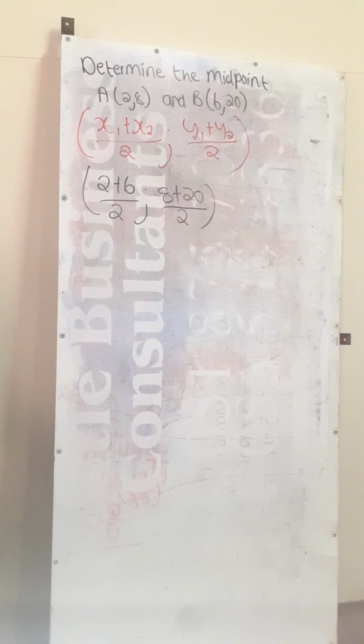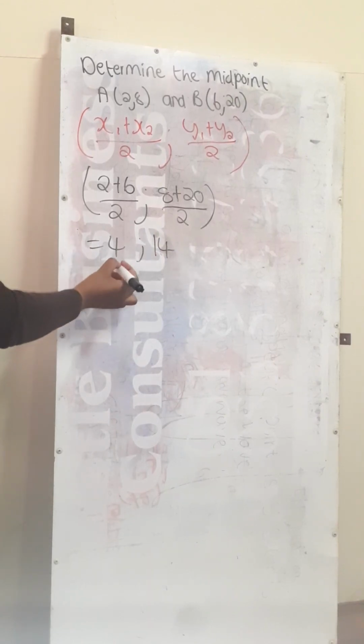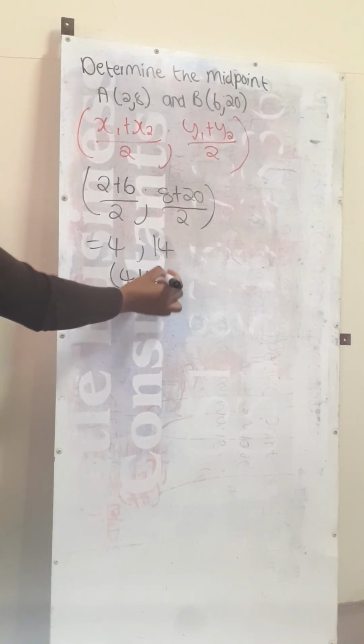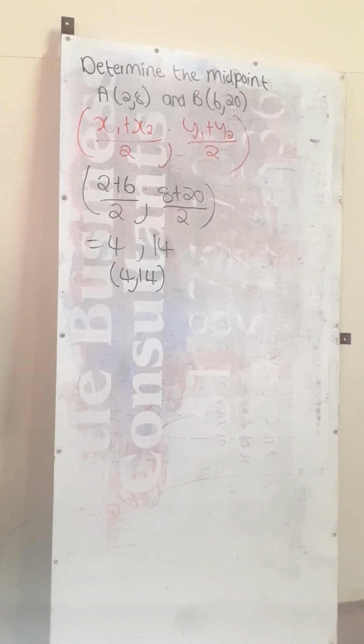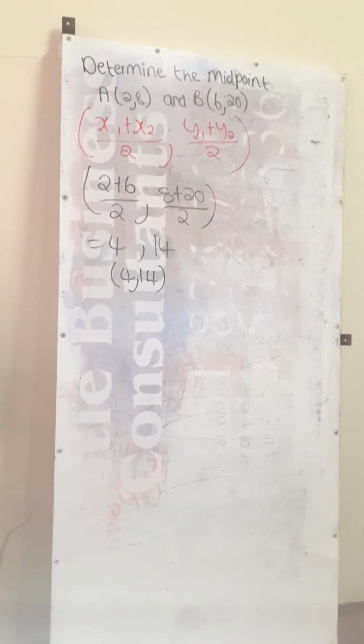2 plus 6 divided by 2 is 4, and then 8 plus 20 divided by 2, that is 18. 8 plus 20, yes. Let me double check. Oh, sorry. That is 14. So 4 and 14 are the coordinates of the midpoint. So the point between these 2 points that cuts them in half will be 4 and 14, and that is the midpoint formula. Okay, and that is all for grade 10s.